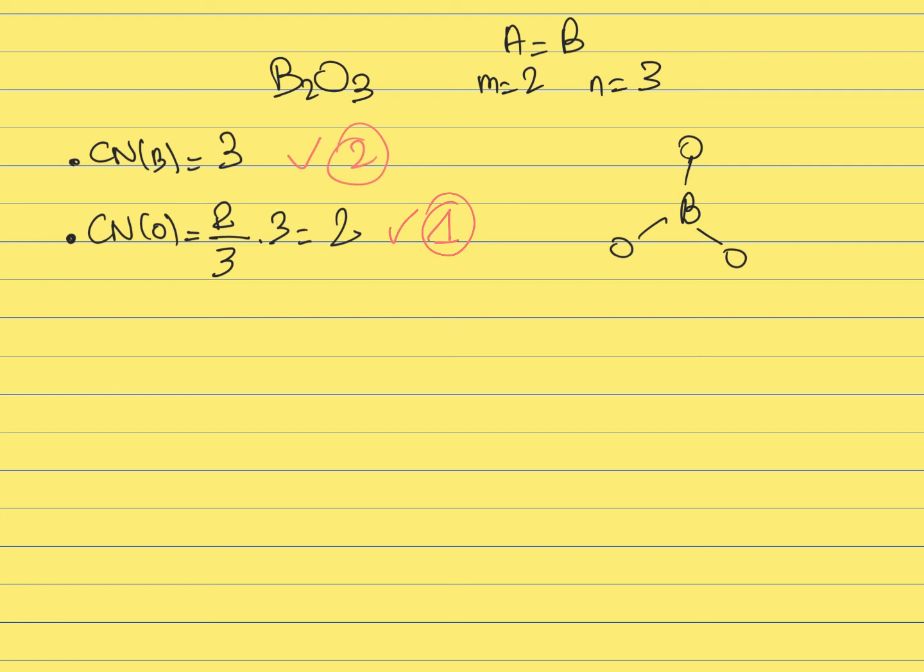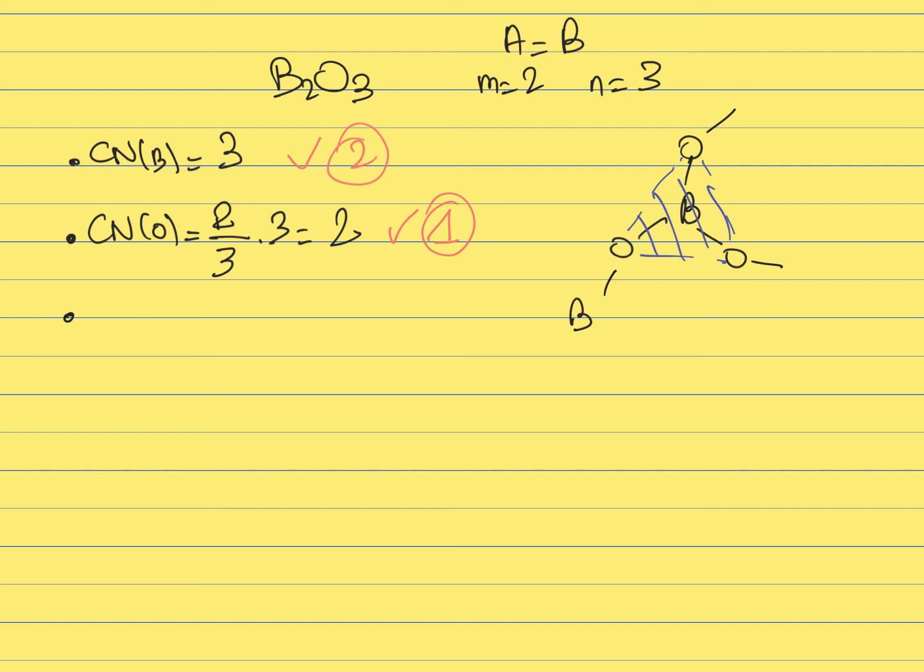In this case, it's 2. So now let's check the fourth rule. Let's check how many corners are shared. Here, we find that the boron has a coordination number of 3. It is forming a trigonal structure like this. So this is the trigonal structure that is formed by the boron.